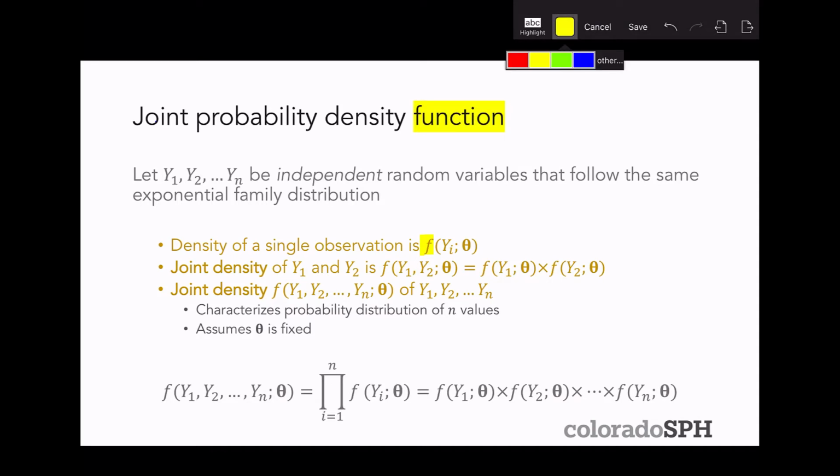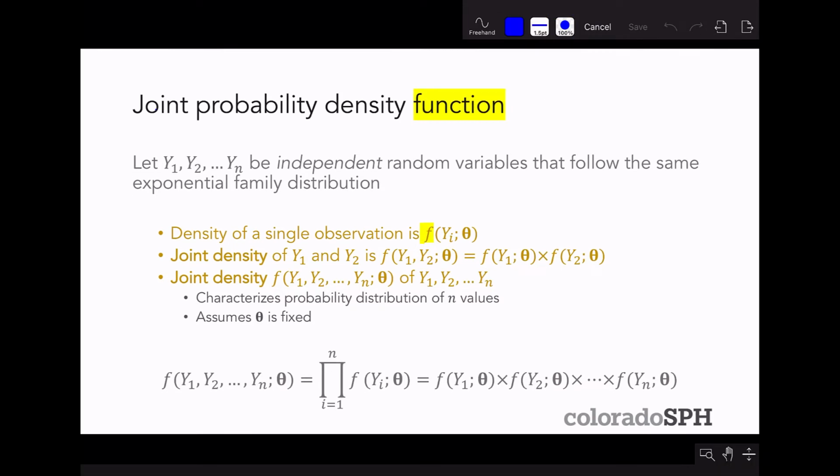So you can see that here. This is the joint density of F1 and F2 if they follow the same distribution and they're independent. The joint density of those two is written out right there, and you get that by multiplying the two densities.